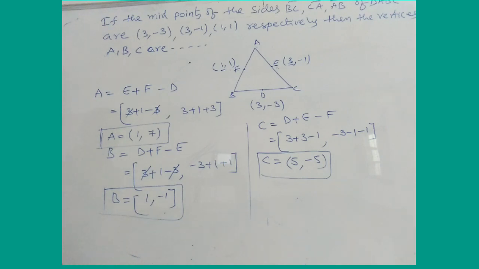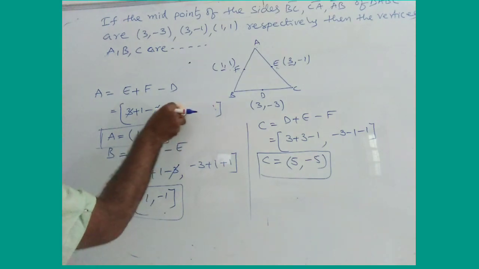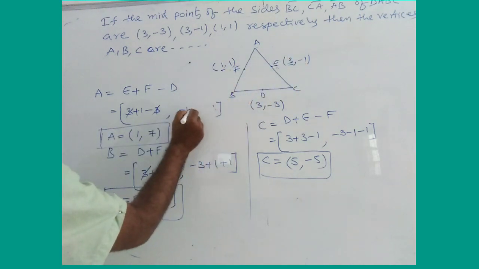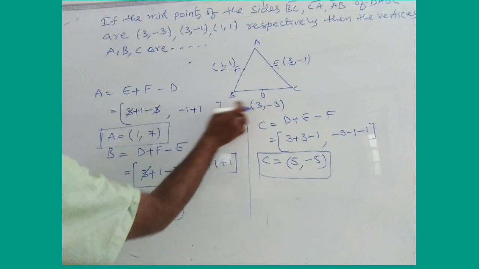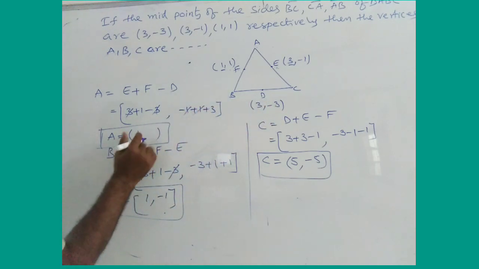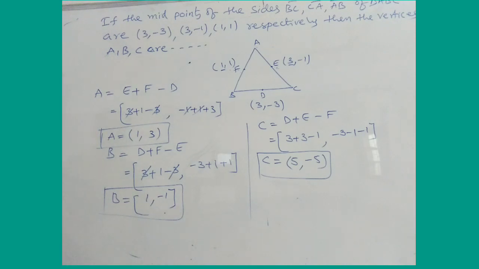See, especially look at this y coordinate. This we made wrong. Y coordinates: E plus F minus D is 3 plus 1 and minus of -3 will be plus 3. These two get cancelled. This is 1, comma 3.